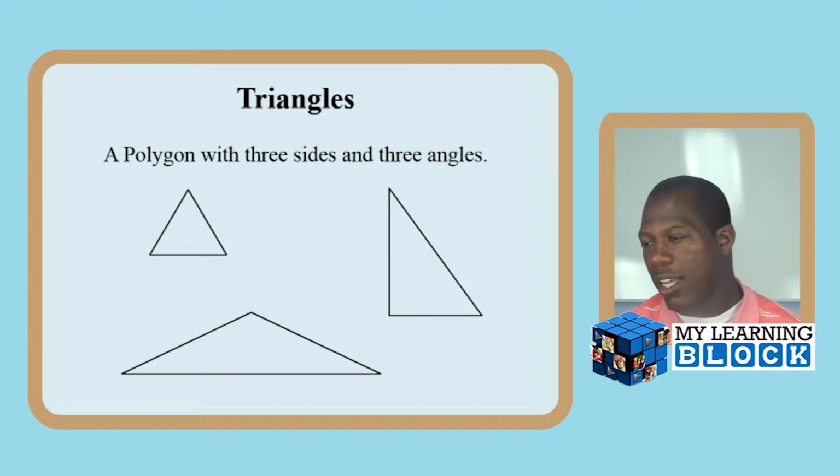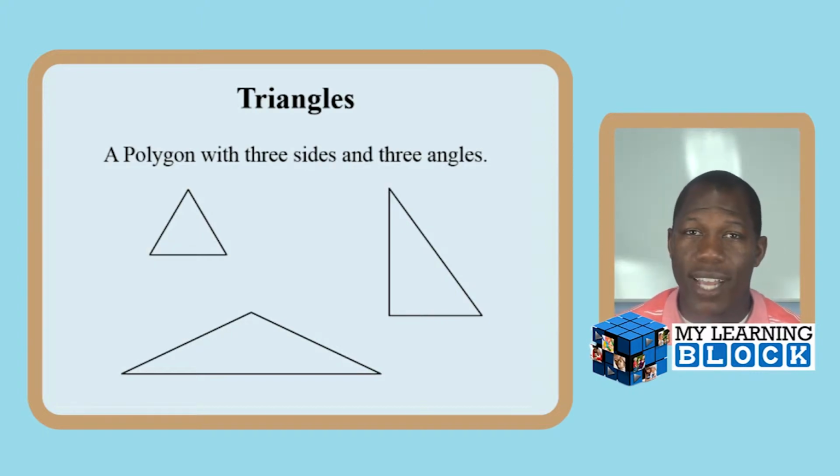Now, a triangle is a polygon with three sides and containing three angles. You see three examples right here.